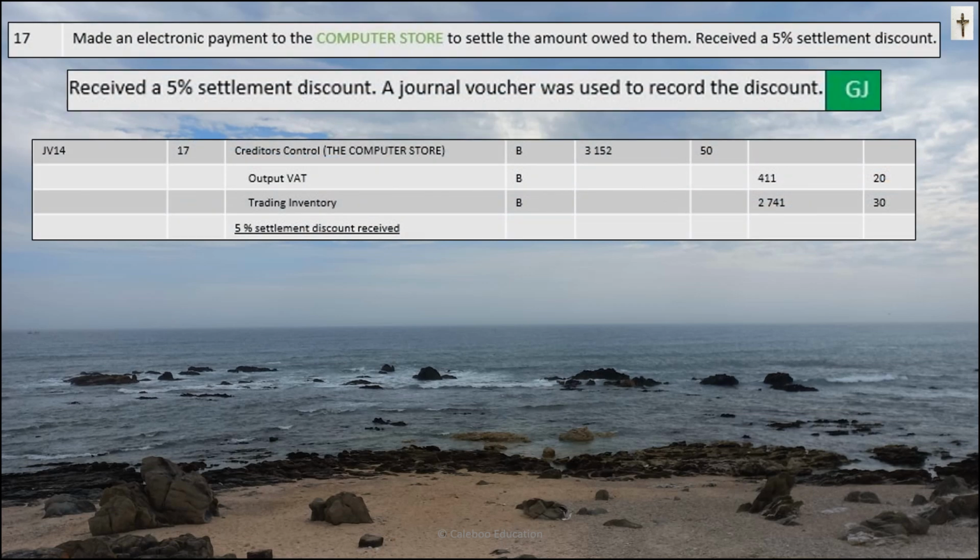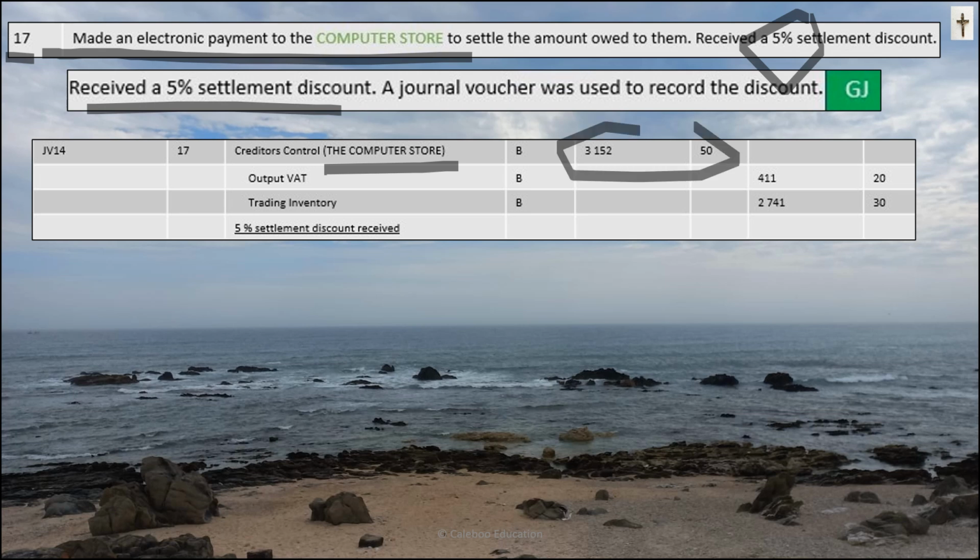So this is the transaction. On the 17th, we made an electronic payment to the computer store. We received a 5% settlement discount, and a journal voucher was used to record the discount. We take 5% of the amount owing on the 17th from the creditors ledger in the account of the computer store. So that's how we calculated this amount. We took 5% of the amount outstanding.